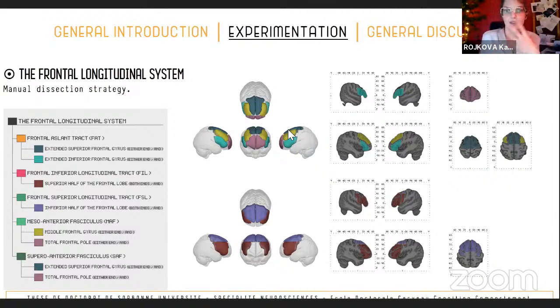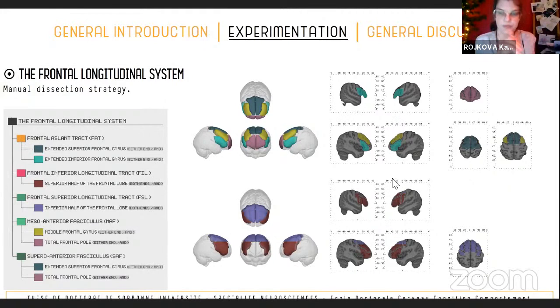So for each set of tracts, for each system or individual tract, we presented the regions of interest that we used to isolate the tracts, along with the color-coded tree. The colors were carefully designed, always different, easily found because paired with the color of the tract, so the ROIs have a specific color, etc. Everything to make it easy to read. So we present the ROIs with a 3D view and a more classical way on slices also.